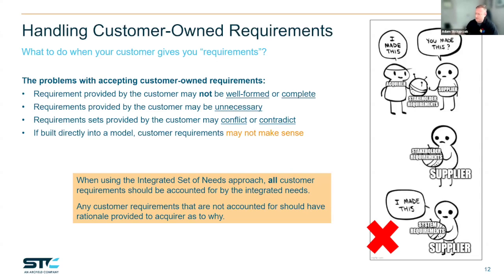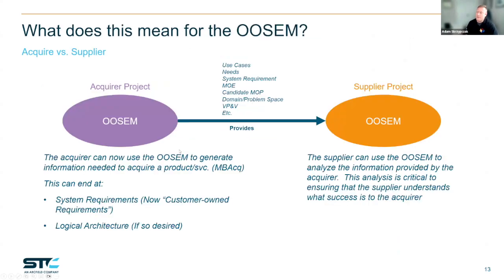This was kind of a little bit of a meme here, but you can't just do this. You can't just say, hey, I got your requirements and now they're my system requirements. You don't want to do that. You want to avoid that, do your analysis and make sure that you're creating that good quality set at the end of the day. So what does this mean for the OOSEM?